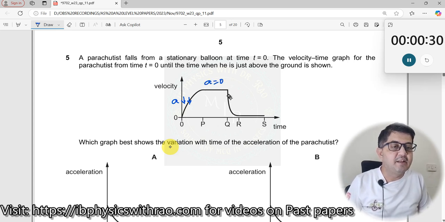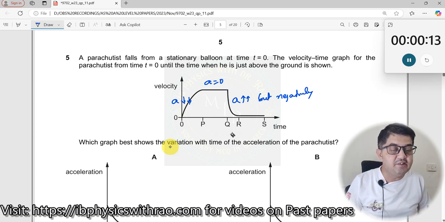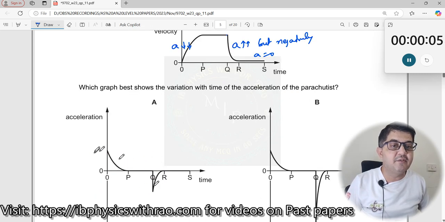Here the velocity suddenly decreases, in this region QR. So here acceleration increases abruptly but negatively, because velocity is reducing. The velocity reduces, so the deceleration is much higher. Then from R to S, A is equal to 0. Now we need to figure out from these 4 graphs which are correct.